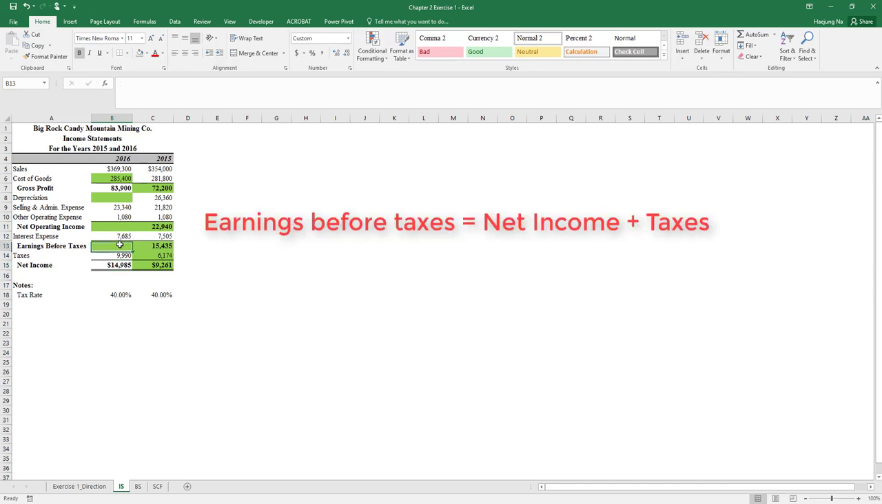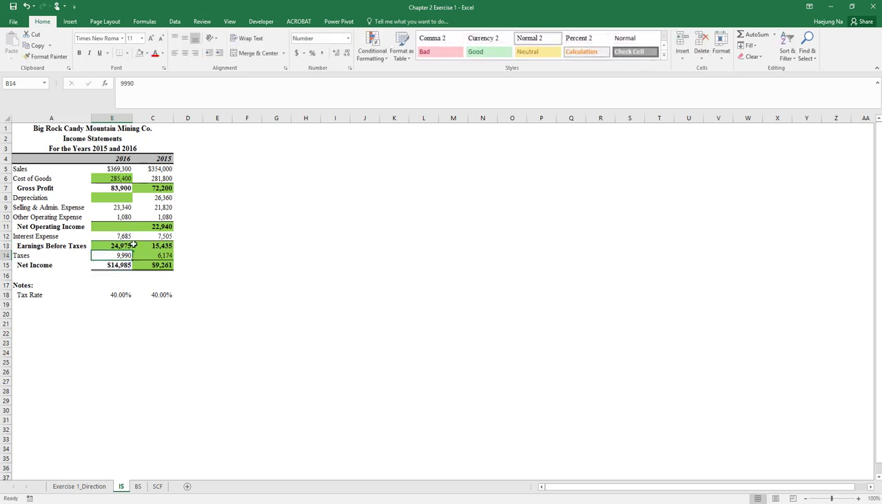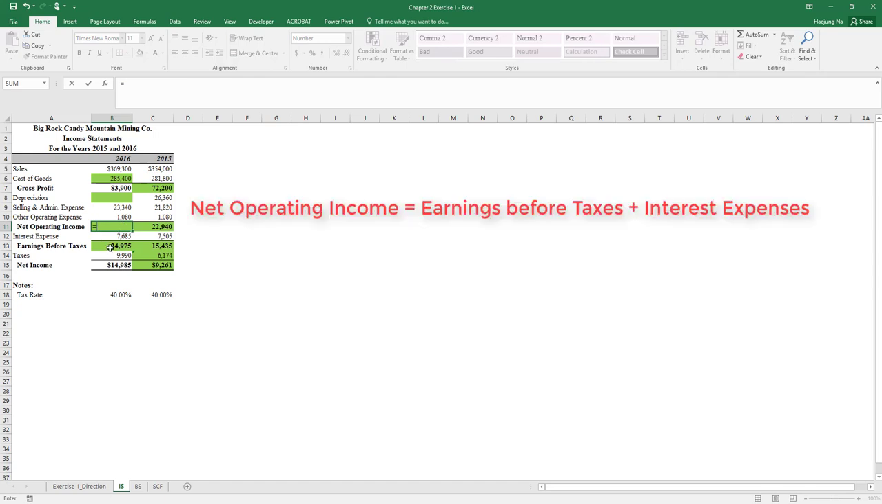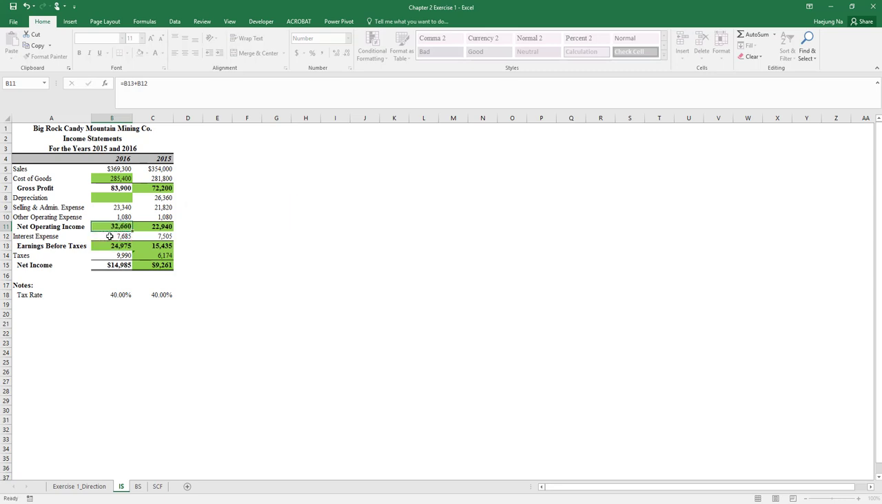Okay, how do we go there? This will be the sum of the two, right? So earnings before taxes should be net income plus taxes. Okay, and then we go up, right? So how do we do this? This will be earnings before taxes plus interest expense, right? So what you can see is as we go to the top, we're adding all the expenses back.